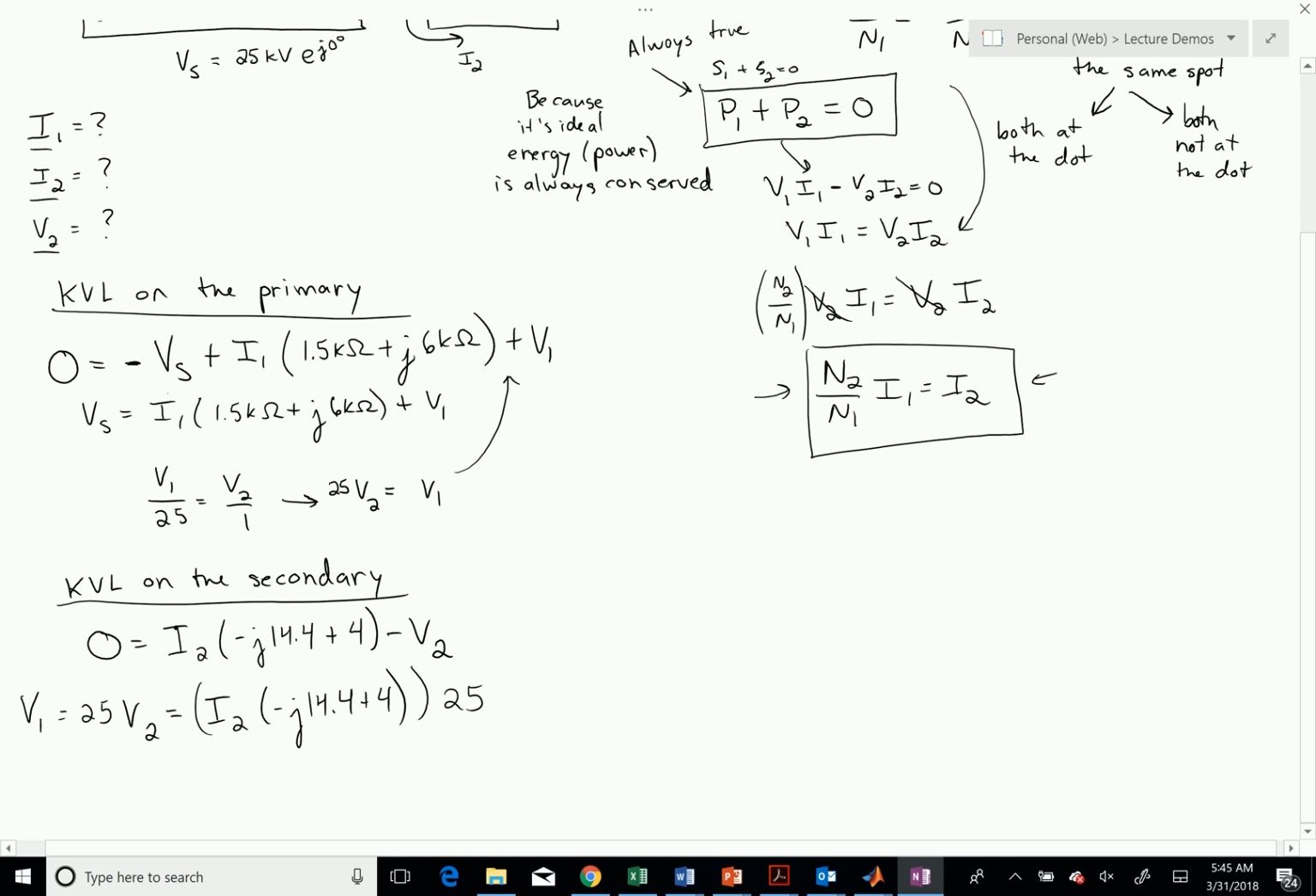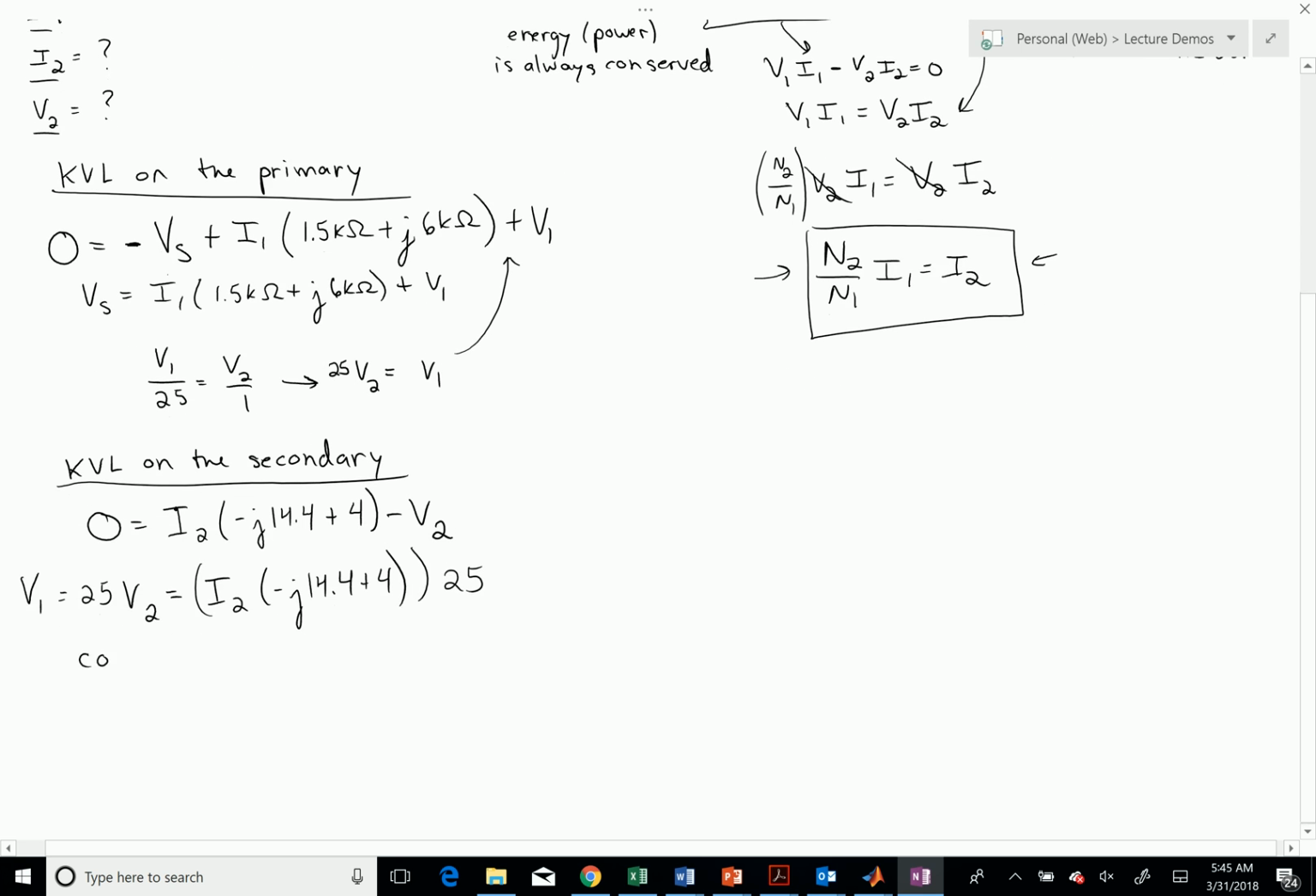Now, I could bring that in, so then combine, and I could say Vs, so I'm combining this equation with this equation, and I get Vs equals I1 times 1.5k ohms plus j times 6k ohms plus 25 I2 times negative j14.4 plus 4, like that. Now, the problem is I still have two unknowns, right?